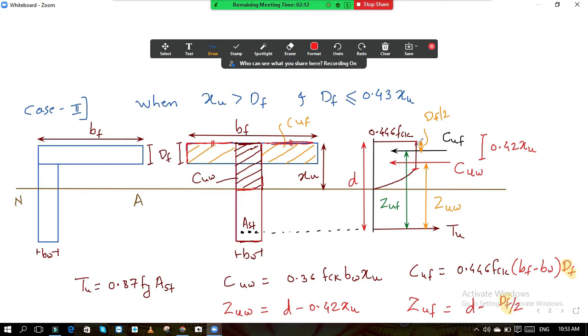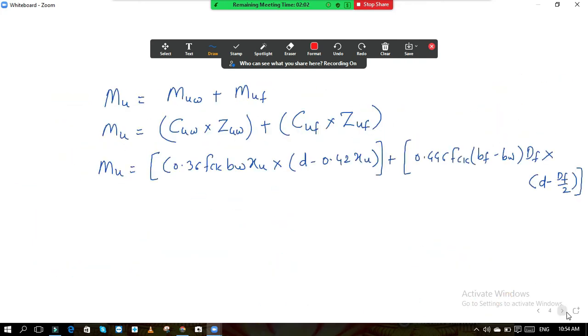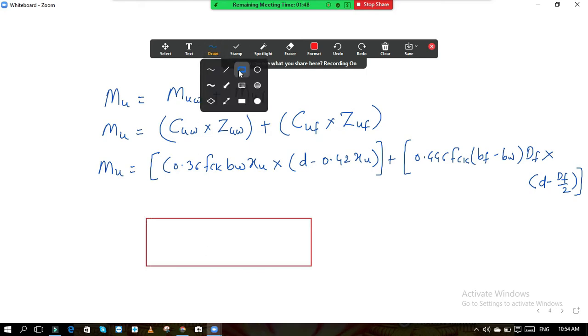From here up to this point, before the depth of Df, it will start to move parabolically. In short, I will show you over here. There is not much change. See, this is your Df. Now I will enlarge this Df. Below it is your web. Somewhere here your web will be there, and your neutral axis is in the web.